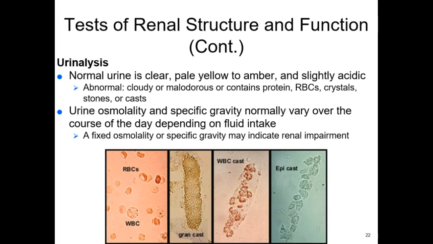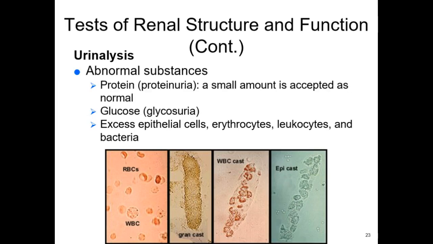So we'll use urine osmolality and specific gravity. Normally, they're going to vary throughout the day, but we'll still use those as measures. What else do I want to say? Proteinuria, a small amount of protein is okay. A large amount of protein means there's something wrong with glomerular filtration. Glucose, glycosuria, that means there's a lot of glucose that's not undergoing uptake in the cell. That's usually going to be associated with one of our diabetes mellituses.